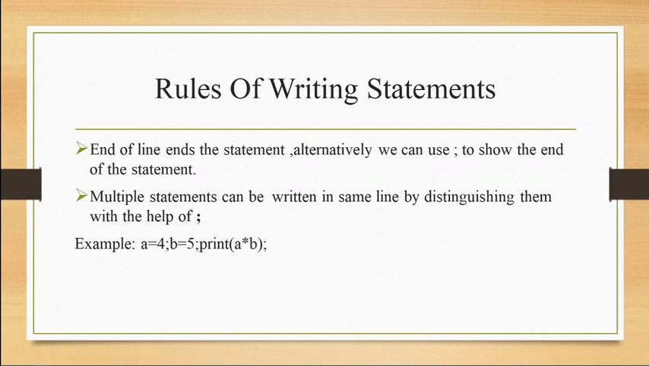Rules for writing statements. End of line ends the statement. Alternatively, we can use a semicolon to show the end of the statement. Multiple statements can be written in the same line by distinguishing them with the help of a semicolon. For example, as you can see here, a equals 4, b equals 4, print a into b. These are 3 statements and they are distinguished with the help of a semicolon. This means they are 3 separate statements.